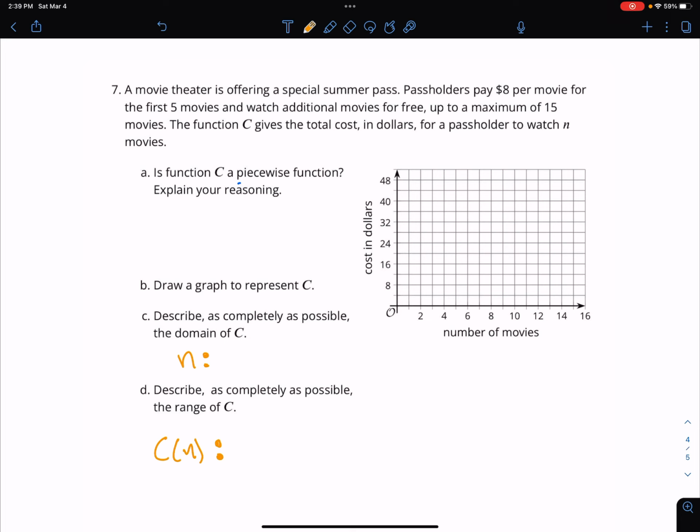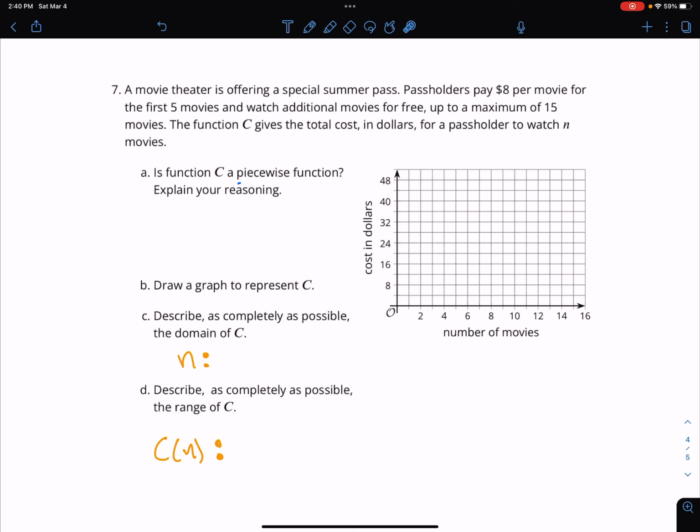So read the thing a couple times. It's best to read a word problem like 3 times before you try to answer it. We got the summer pass. Pass holders pay $8 per movie. Here, look at this part right here. $8 per movie. So $8 per movie for the first 5 movies. So you can go watch 5 movies and they're going to cost $8 each.